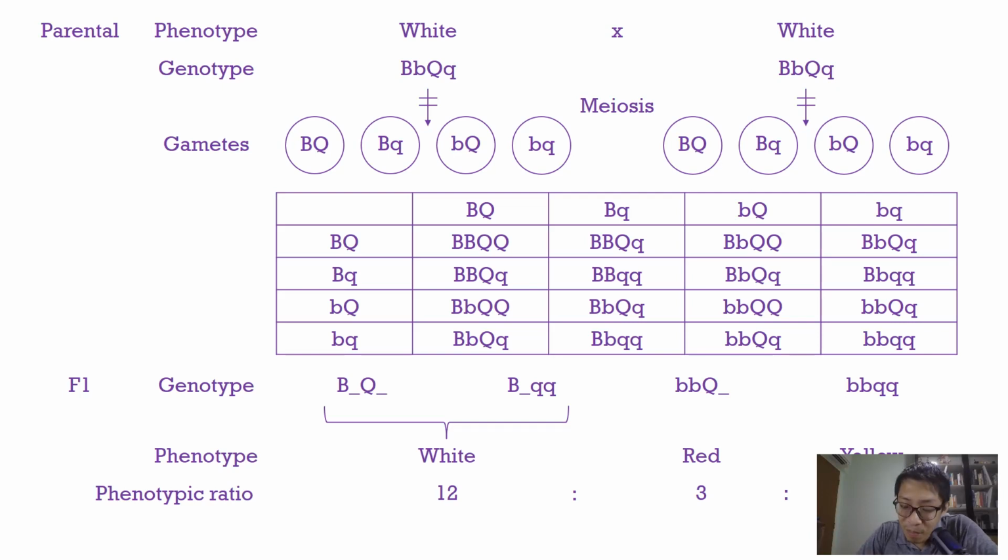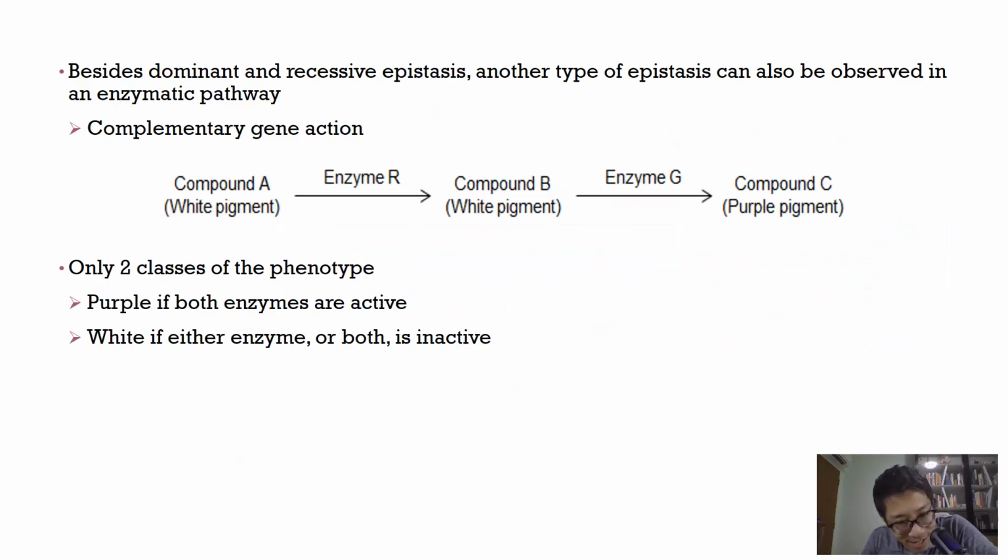All right. So we're going to look at another type of epistasis that we can see in an enzymatic pathway. This is known as complementary gene action. If you look at the example that we have here, there are only two phenotypes, either white or purple, for the color. You need both enzymes R and G in order for the phenotype to be purple.